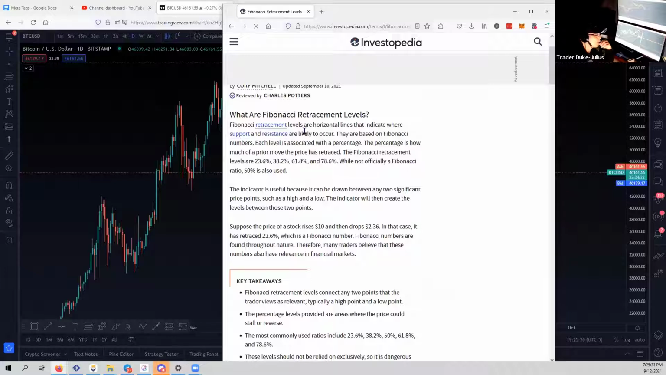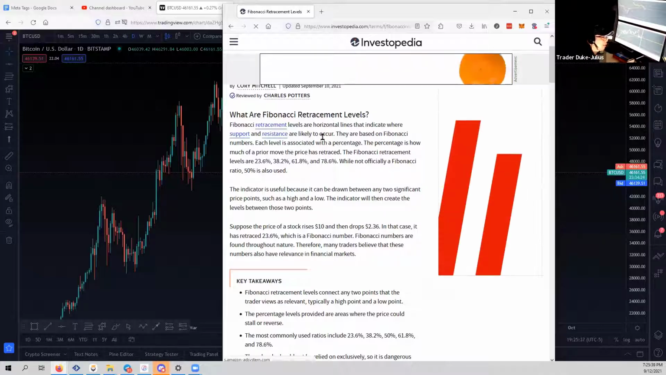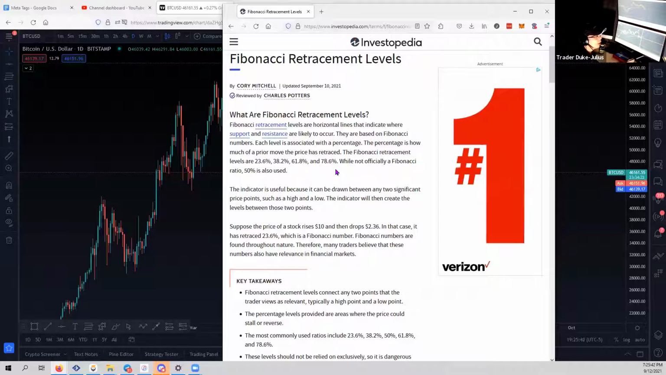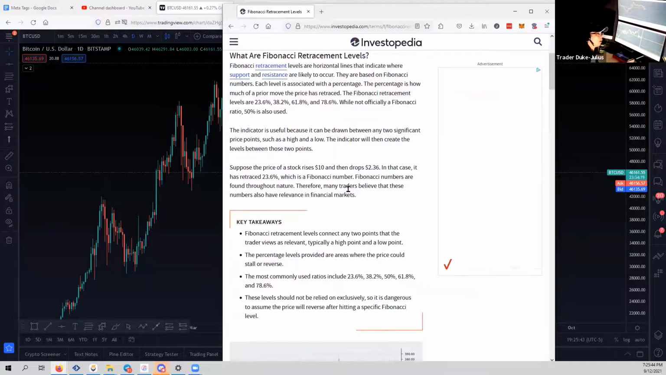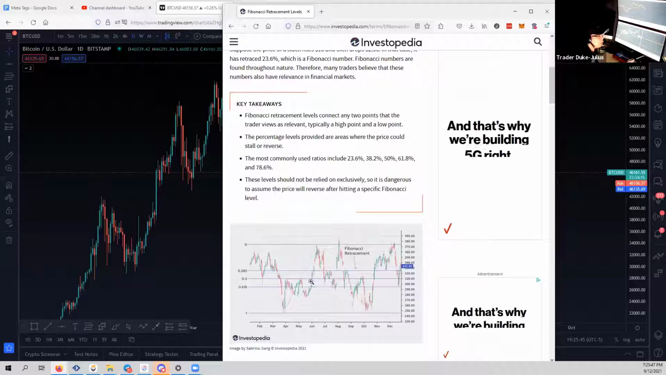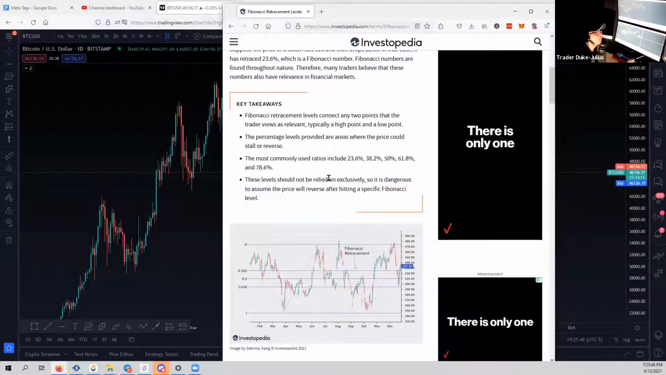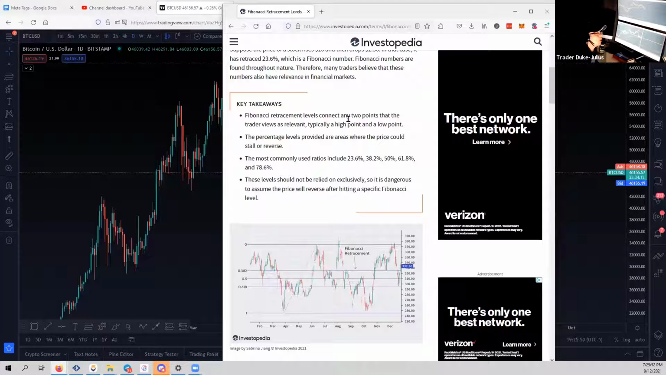So the Fibonacci is a retracement tool that we use, right? That was named after an Italian economist. What it does is it creates a series of lines which we can plot, and there are 2 points to it, a high and a low, and in this case, a high point and low point. The percentage levels provide our areas where price could stall or reverse. The most commonly used ratios are 23, 38, 50, 61, and 78.